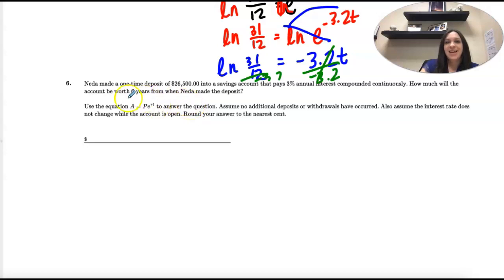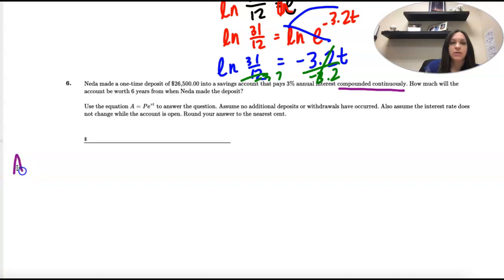Okay, the story problem. Number 6. Nita made a one-time deposit of $26,500 into a savings account that pays 3% annual interest compounded continuously. Okay, so this is a formula that you do have to memorize if you take a college class.